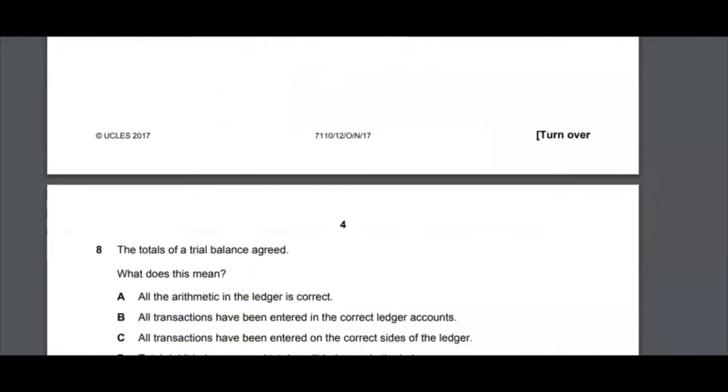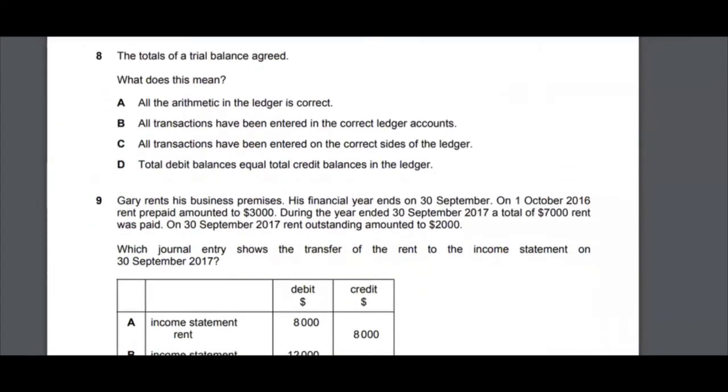Let's look at multiple choice 8. The total of trial balance agreed. What does this mean? So all the arithmetic in ledger is correct. That's not necessarily true. It could be, but then again, sometimes you can have a wrong entry, but it will still balance.